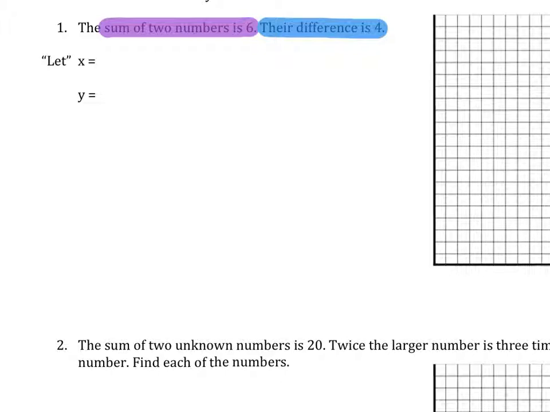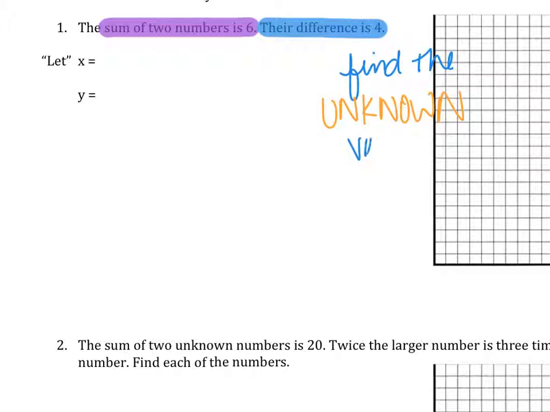However, when it comes to defining x and y, you need to think about what the question is asking. Remember, it's asking to find the unknown values. And that unknown aspect is really important. We need to find the unknown values that make the statements true. So we can confidently say that when you take their sum, you get 6, and when you take their difference, you get 4.